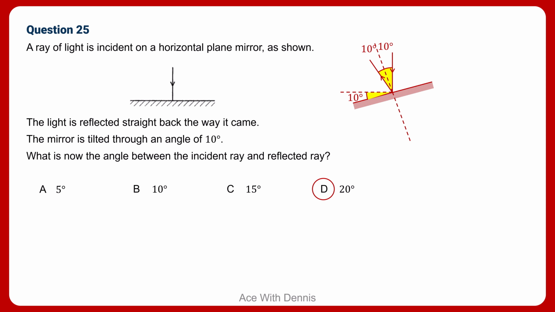And now we want to measure the angle between the incident ray and reflected ray. So from here, we can see that the angle is 20 degrees.